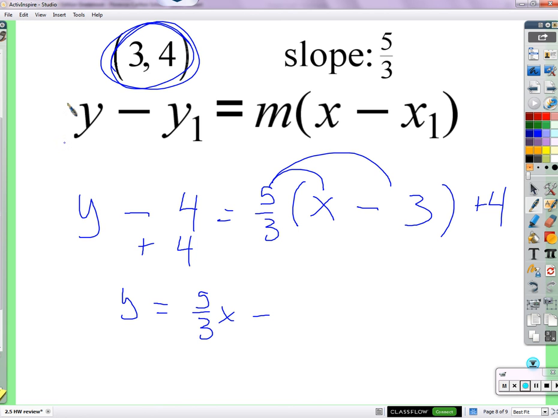Negative 5, right? Here, let's see what I have here. 5/3 times negative 3 over 1. 3 divides 3, we're left with negative 1. 5 times negative 1 is negative 5. And there's that plus 4 from the other side. So the final equation is y equals 5/3 x minus 1. Make sure to have that copied down. It's a nice example you can use to help you with your homework.